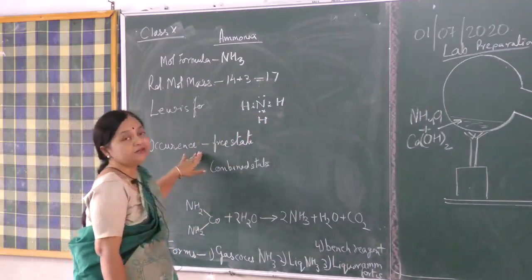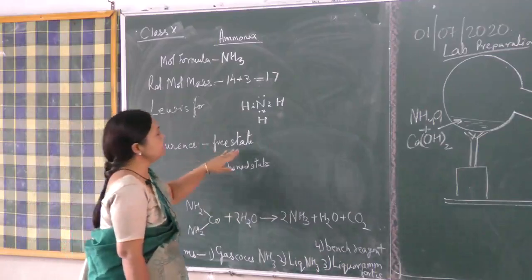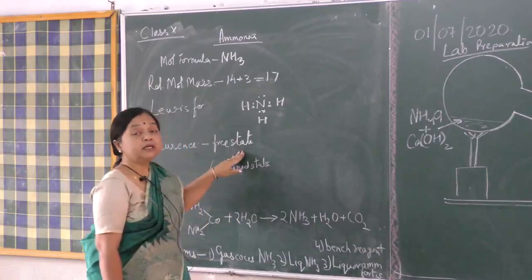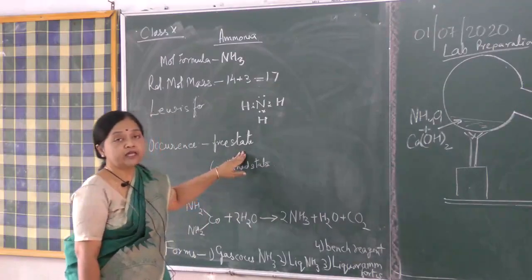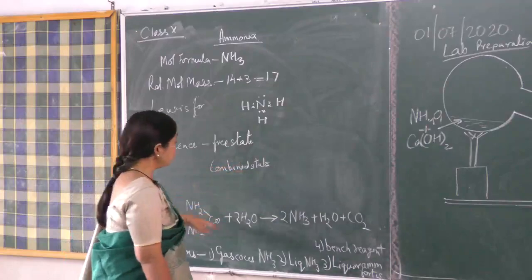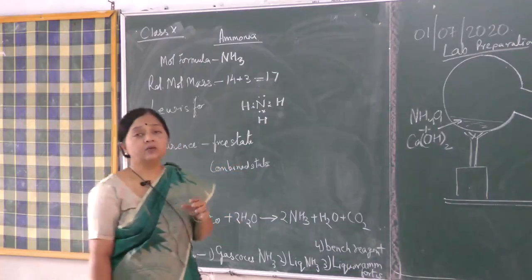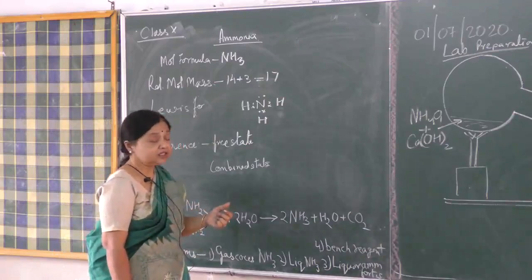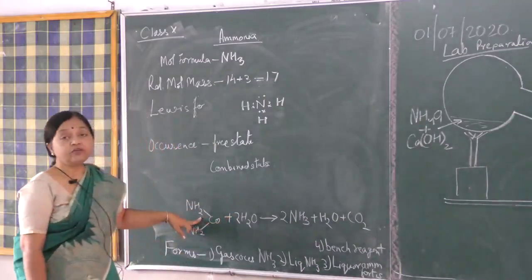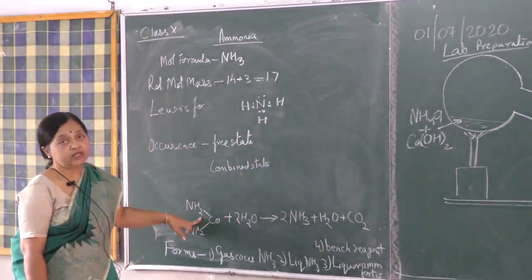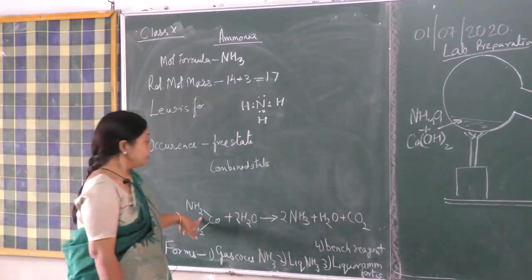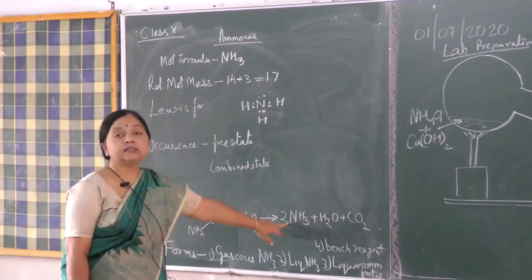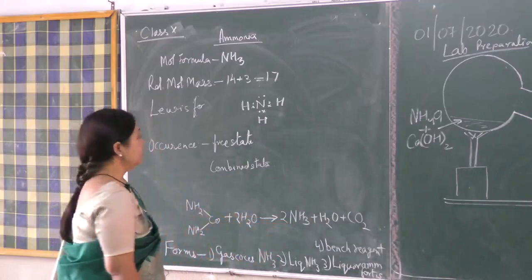Occurrence of the gas in free state: a very small quantity of ammonia is present in air, and usually it is formed by the anaerobic decomposition of organic matter. When you go around, especially near the toilets, there is a very pungent smell, which is due to the decomposition of urea. This is urea, NH2CONH2, present in urine. Due to the bacterial decomposition of urea, ammonia is formed, and that is the reason why it stinks.